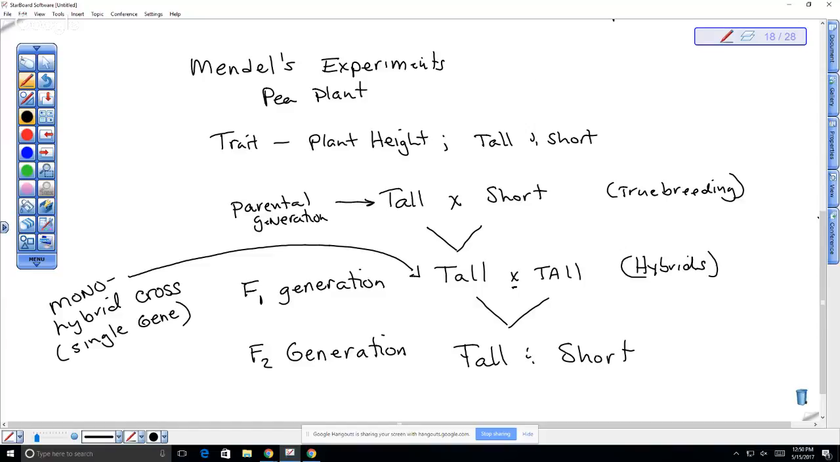So that is for the F1 generation? When you cross a hybrid tall with a hybrid tall, that is called a monohybrid cross. Oh, when they're the same? Yes, the same. Okay. Versus what we'll talk about, dihybrids, later.